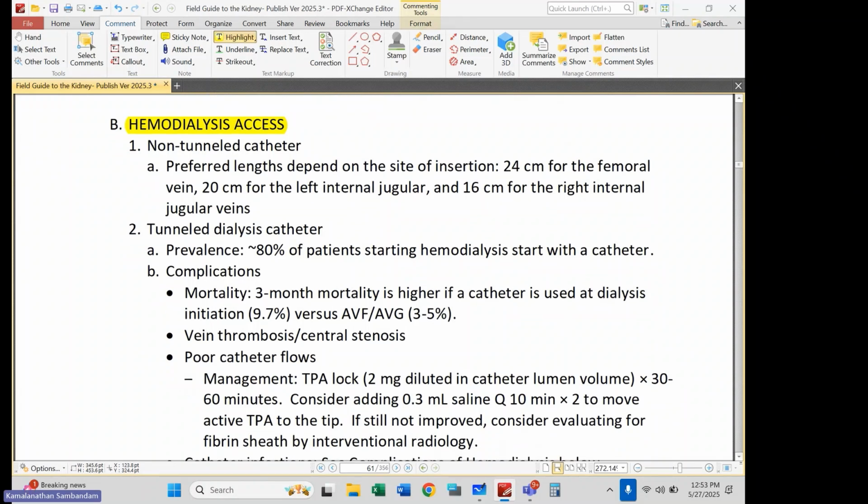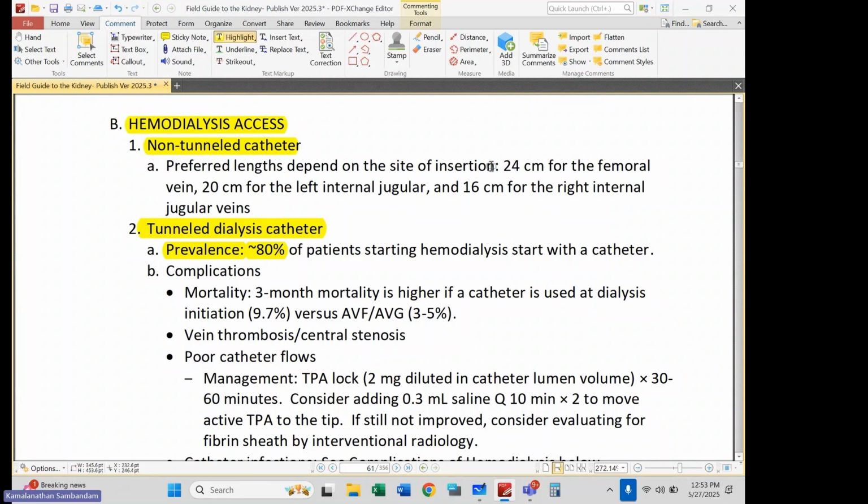Moving on to access. So catheters are far too common in our patients. If you look at new dialysis starts, it's sad, but in the US, we have most patients who are starting hemodialysis with a catheter, 80%, which is really pretty crummy.